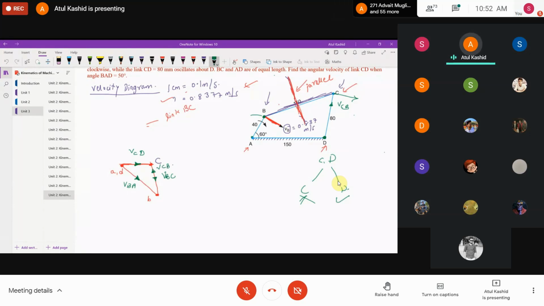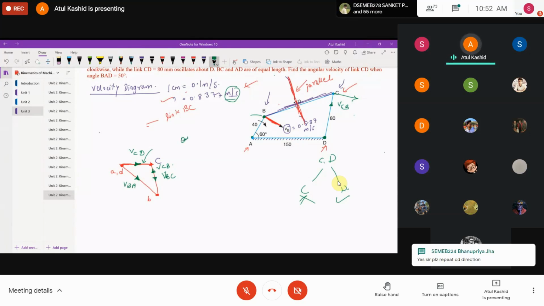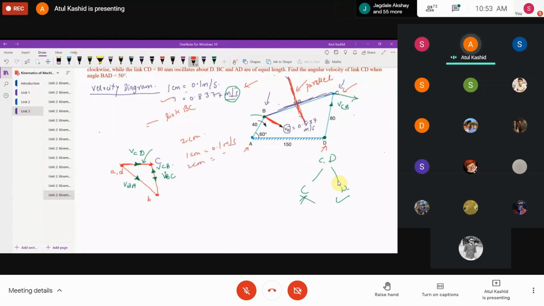So from this velocity diagram, you can easily calculate any velocities. For example, if you want to calculate the velocity of C with respect to D, right, you have to measure this in centimeter, and you have to again go for meter per second, because you have taken 1 centimeter equals to 0.1 meter per second. If this length for the velocity CD is coming to be 2 centimeter, right? So we have taken scale 1 centimeter equals to 0.1 meter per second. So for 2 centimeter, how much, right? So by this you can find the velocity of CD.